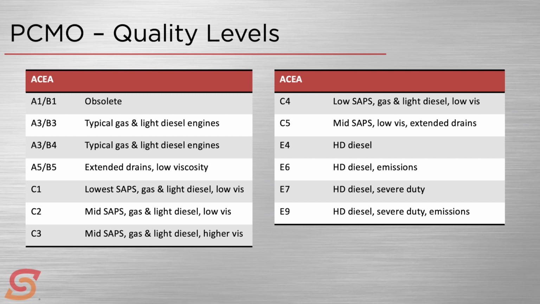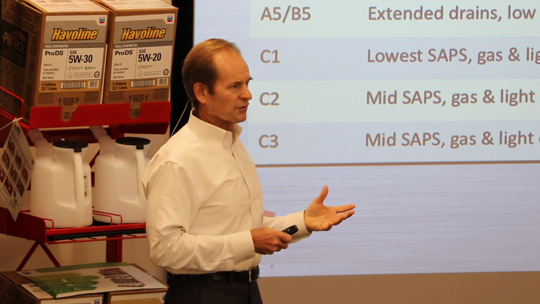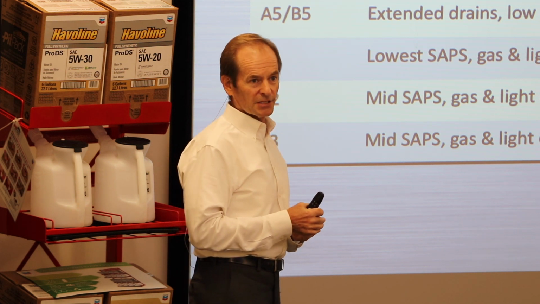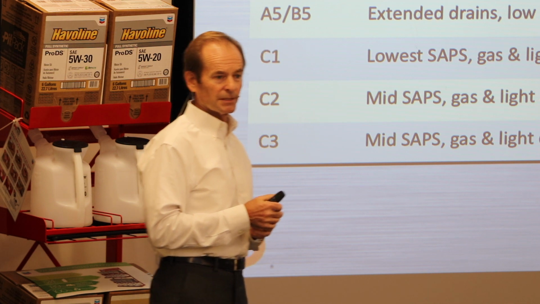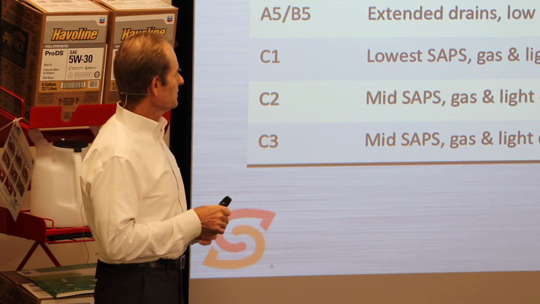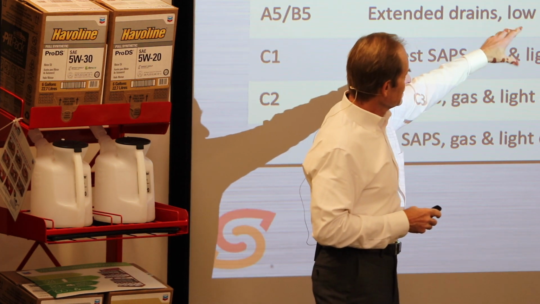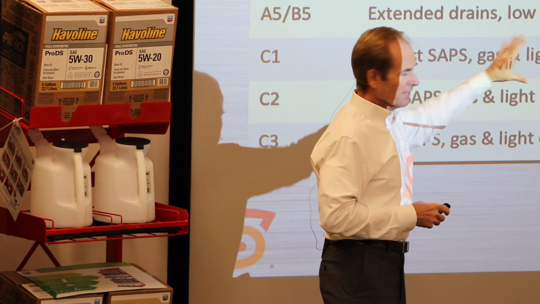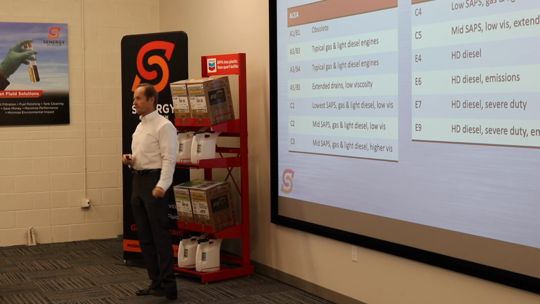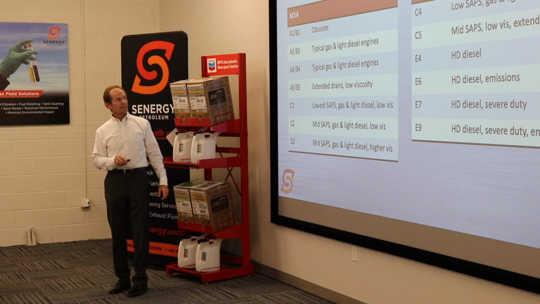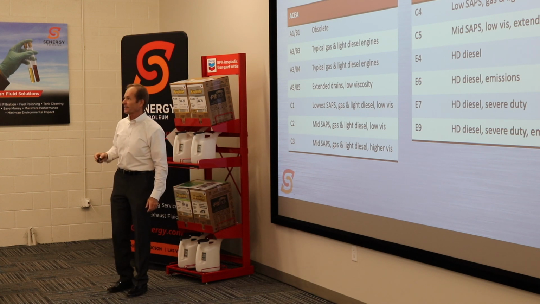These classifications with the C in front of them, C1 through C5, mean that it's designed for use with a full load of catalysts and particulate filters and all that stuff. It's catalyst compatible, for when that's critical. And then the E series from ACEA, that's all heavy duty diesel stuff. Okay, so that's how the ACEA has things organized.